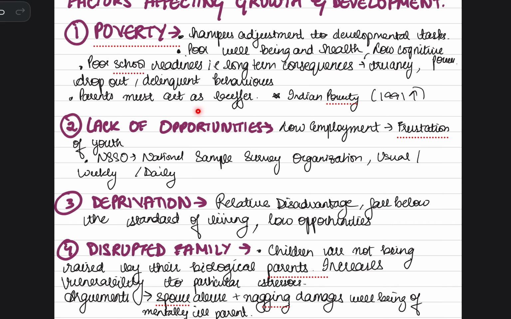Then lack of opportunities, like we all are very familiar with the present scenario. There is a very low employment rate in India because there is so much unemployment. Okay, vacancies are fewer, employable youth are more. There are people who are qualified but are not able to get a job. Because of that, a lot of frustration and impatience among the youth has arisen, which has hampered their growth and development. The NSSO, which is the National Sample Survey Organization, takes out an unemployment report. They have the usual unemployment report weekly and daily.